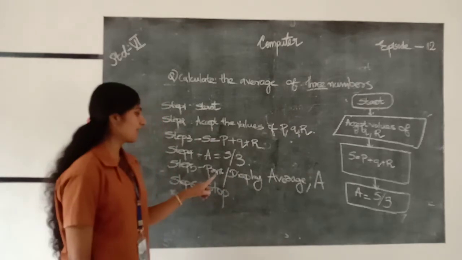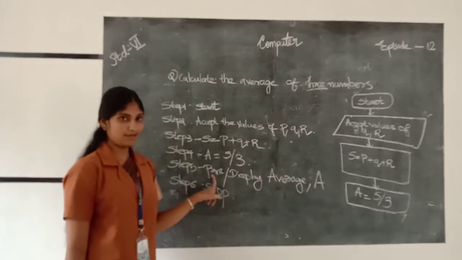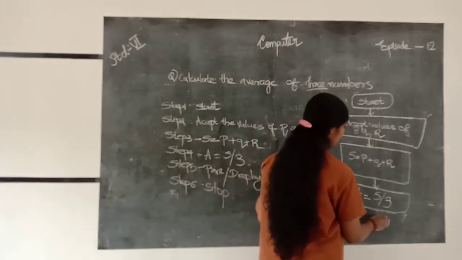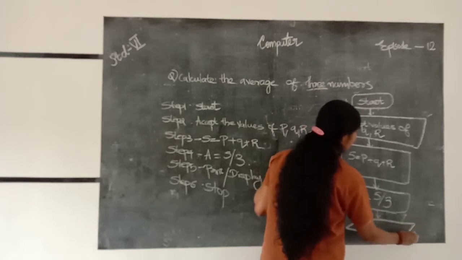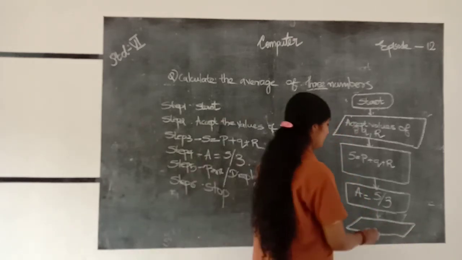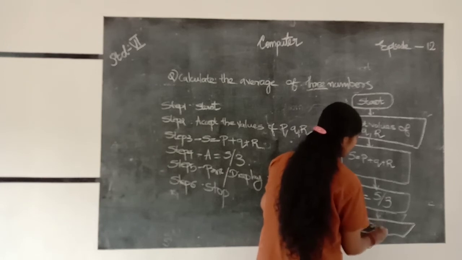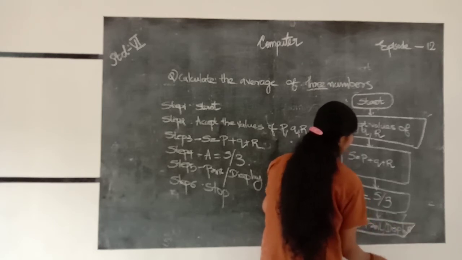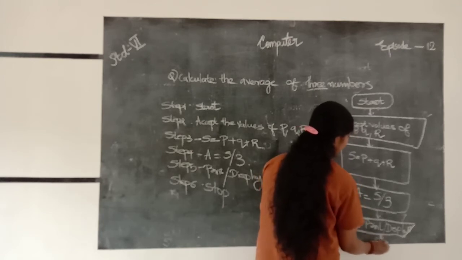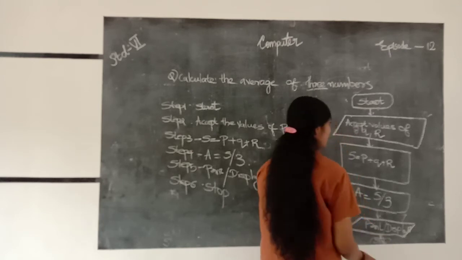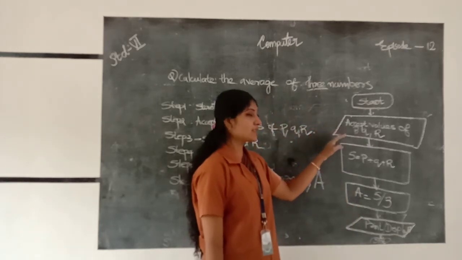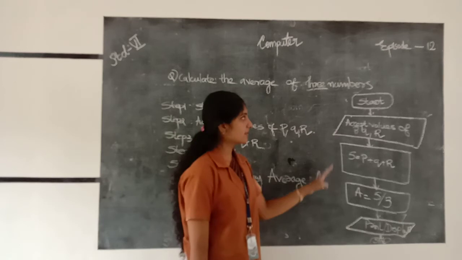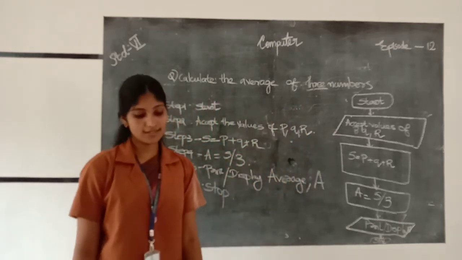Then next we have to display or print the value of A, that means our average. So next it is the printing statement, so that we should write the statement in an input box or output box. So next print or display A, then stop. So this type of step by step or continuous sequence of statements from one statement to another is known as which construct? Sequence construct.